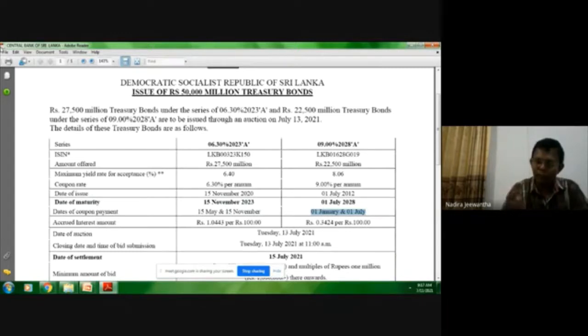Before you issue a debenture, you have to be compliant with a certain set of rules imposed by the SEC. And after you issue a debenture or share, you still have to comply. That is what we call the continuous listing requirement. Before you get listed on the CSE, the Colombo Stock Exchange, you have to comply with certain rules. After being listed, you still have to meet continuing listing requirements.